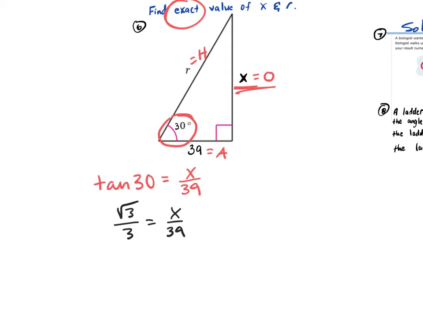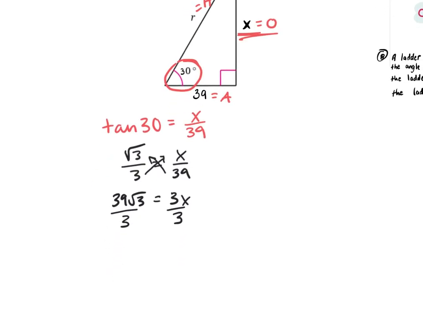You want to multiply the 39 both sides? Yep, or we can just cross multiply. Pretty much the same thing. So 39 square root 3 is equal to 3x. Then just divide by 3.